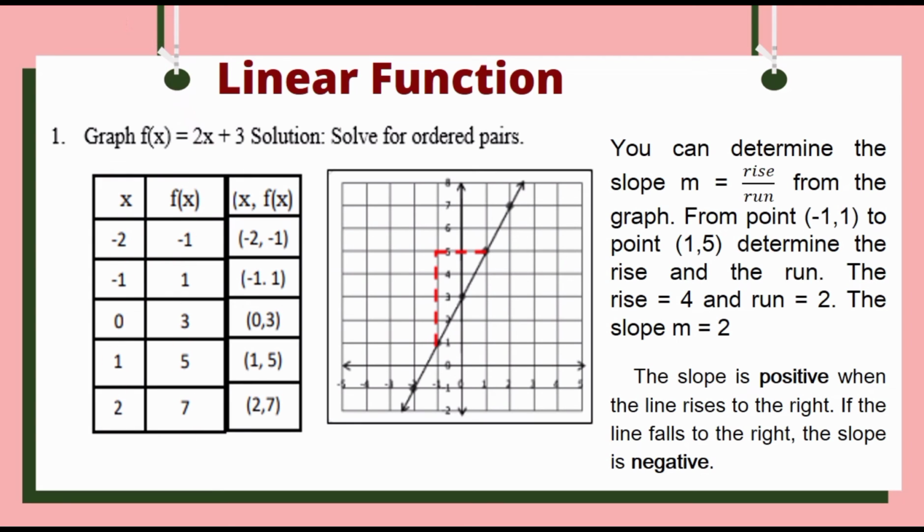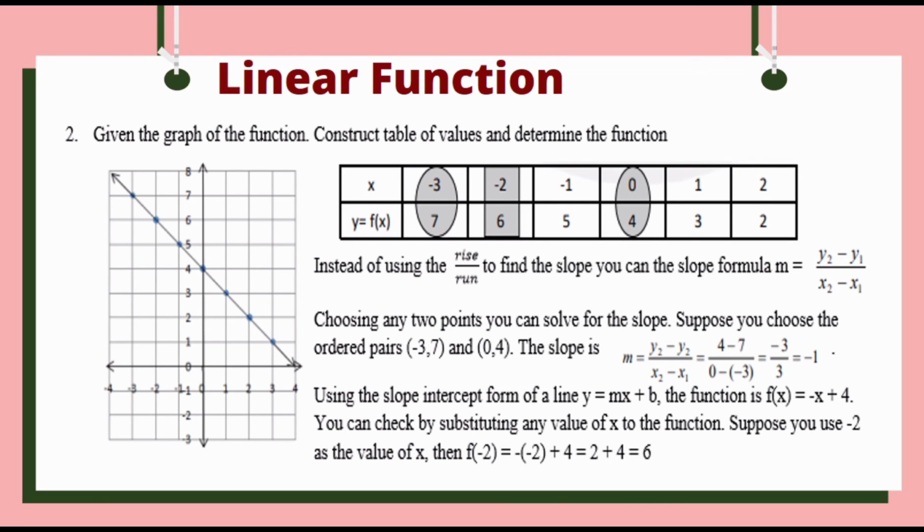Okay, so on our example number 2, given the graph of the function, construct table of values and then determine the function. So kagaya ng ginawa natin kanina, ito yung graph, we need to determine the values or ordered pairs through table of values. So dito, inilagay na siya sa table of values. Let's say, we have negative 3 and 7.